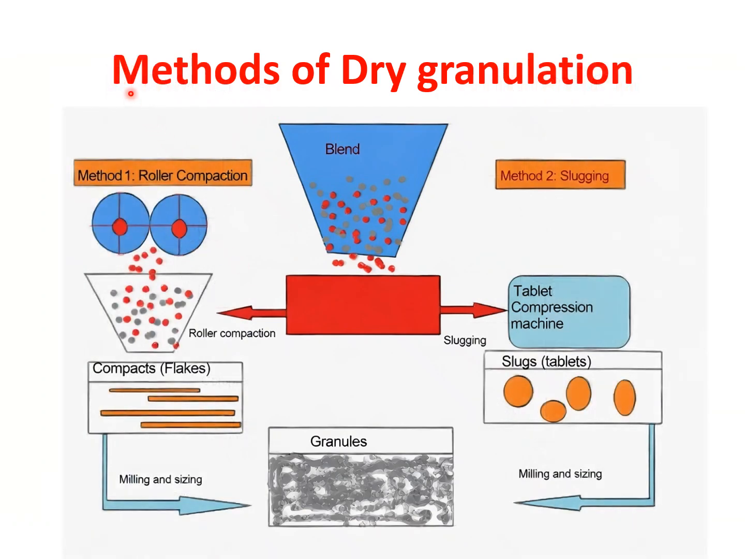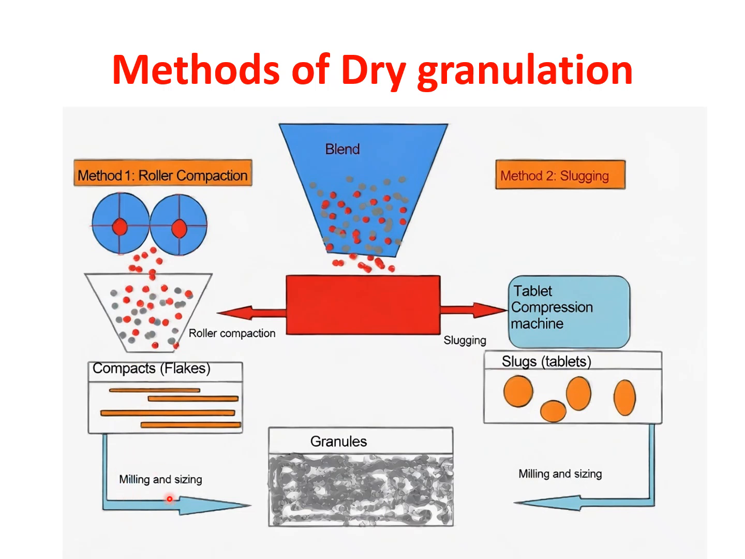Now we learn about different methods of dry granulation. There are two methods for dry granulation. One is roller compaction and another one is slugging. In roller compaction, what happens? The API and excipient mixture are passed through rollers. Two heavy-duty rollers are used. Whenever the API and excipient mixture is passing through these rollers, compacts or flakes are formed. These are ribbon-shaped compacts which are formed due to high compaction.